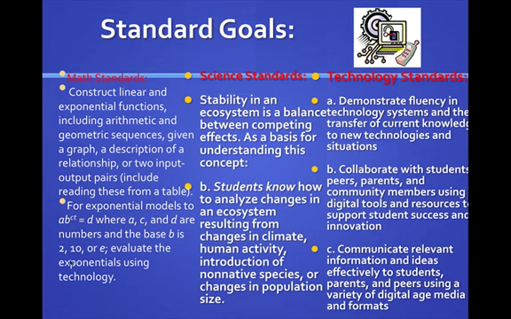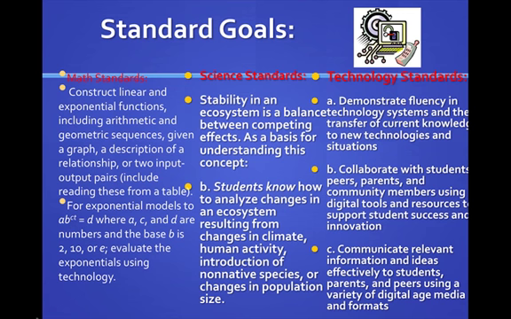Science standard, it will come from the biological science section, where they will learn that stability in an ecosystem is a balance between competing effects. It's very important in this concept. Students will also learn to analyze changes in an ecosystem that can result from changing climates or the introduction of non-native species, change in population size, or limited food resources.